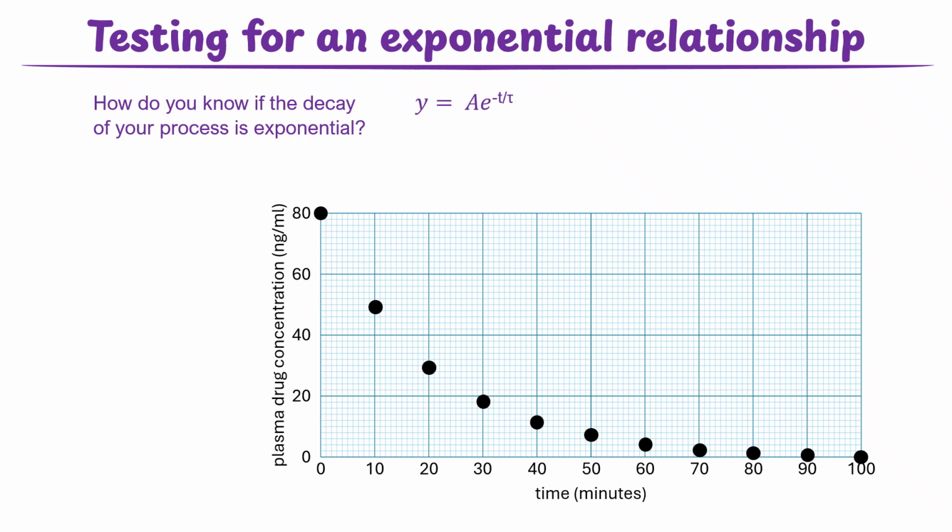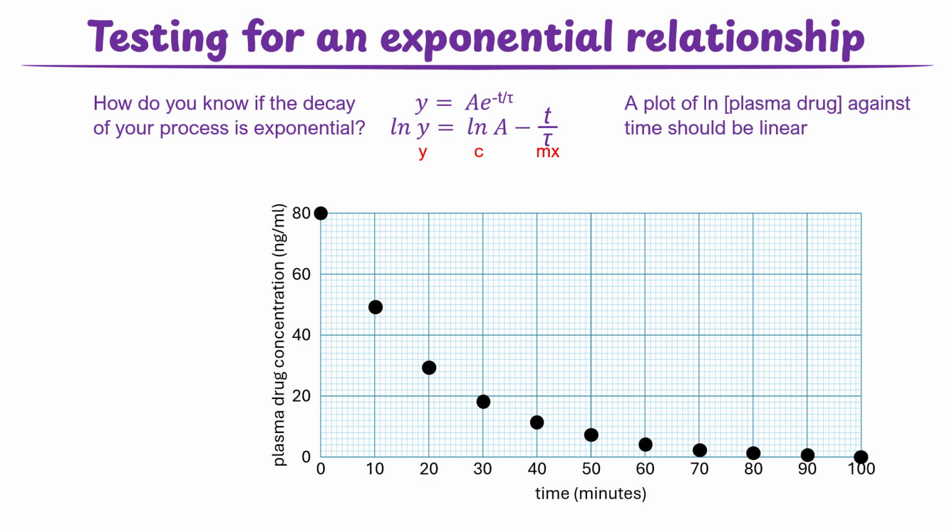If we take the natural logarithm of both sides of this equation, we transform the exponential relationship into a straight line relationship. In other words, it takes the form of y equals mx plus c. So, if the decline in plasma drug concentration over time is exponential, a graph of the natural logarithm of drug concentration against time should produce a straight line. And the slope will be equal to -1 over tau.